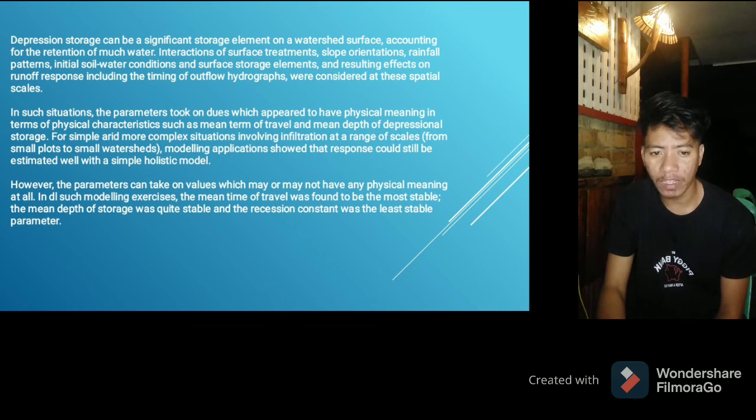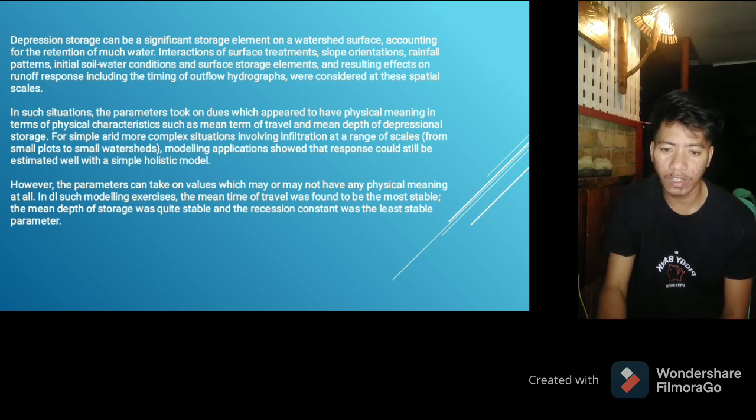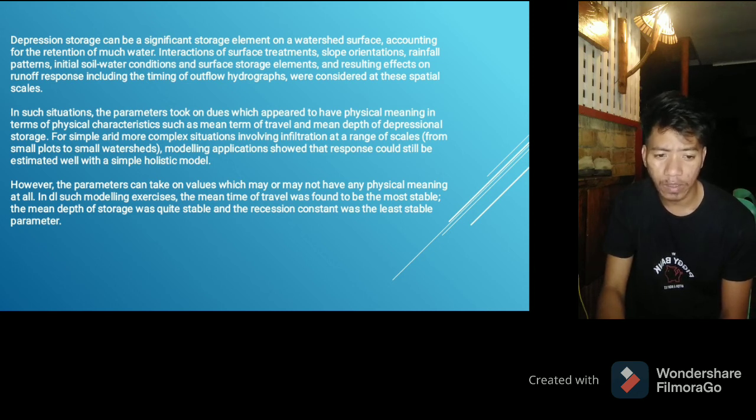Depression storage can be a significant storage element on a watershed surface, accounting for retention of much water. Interaction of surface treatment, slope orientation, rainfall patterns, initial soil water conditions, and surface storage elements, and the resulting effects on runoff response, including the timing of outflow hydrographs, were considered at all spatial scales. In such situations, the parameters took on values which appeared to have physical meaning in terms of physical characteristics such as mean time of travel and mean depth of depression storage.